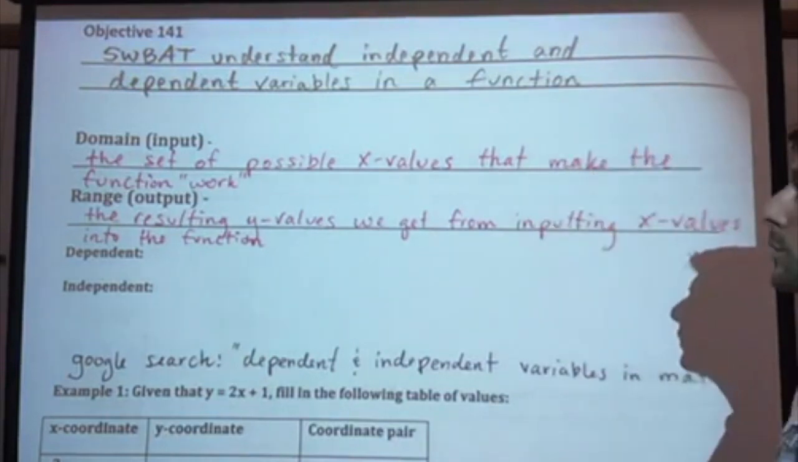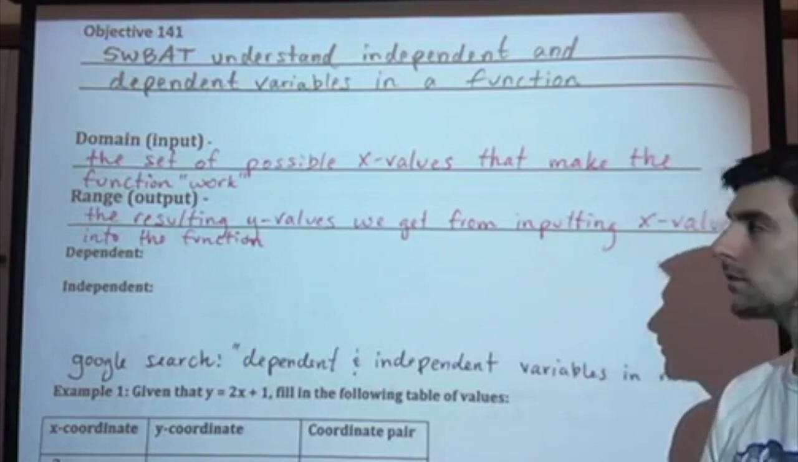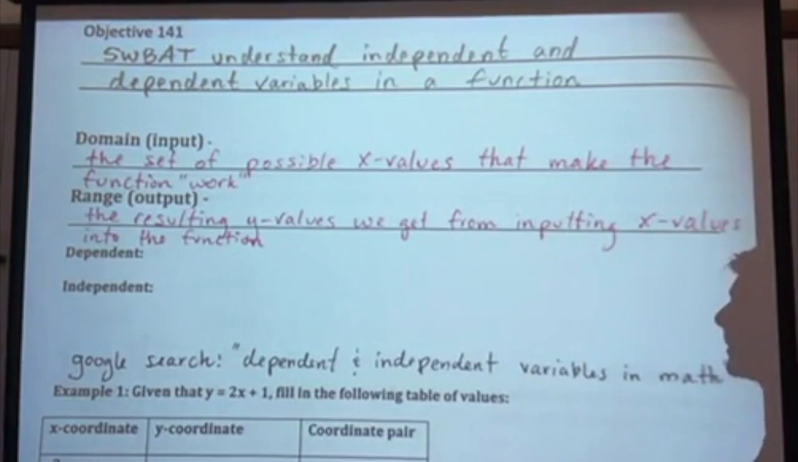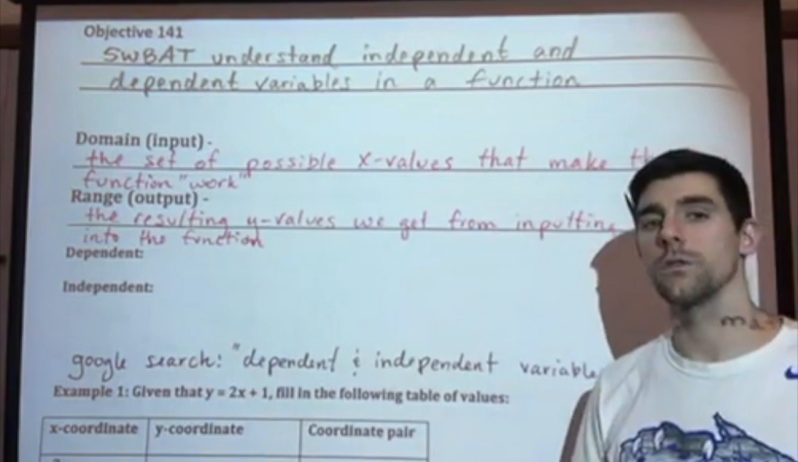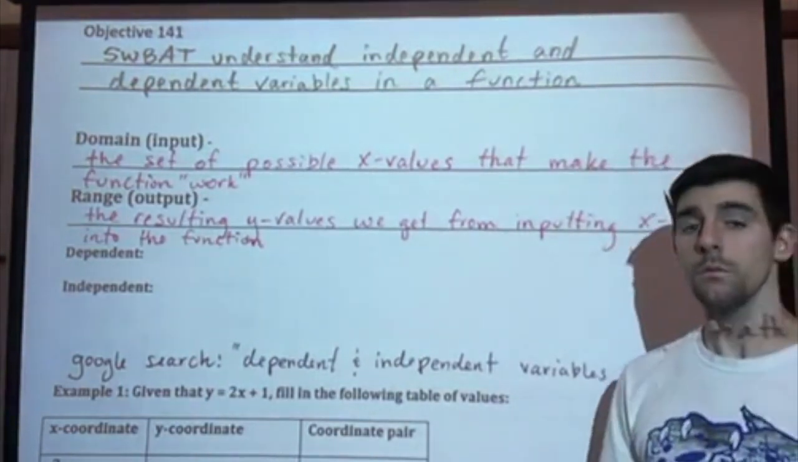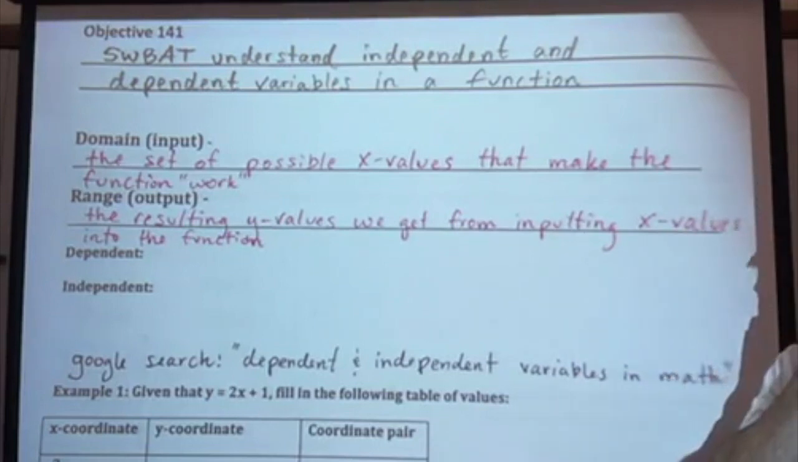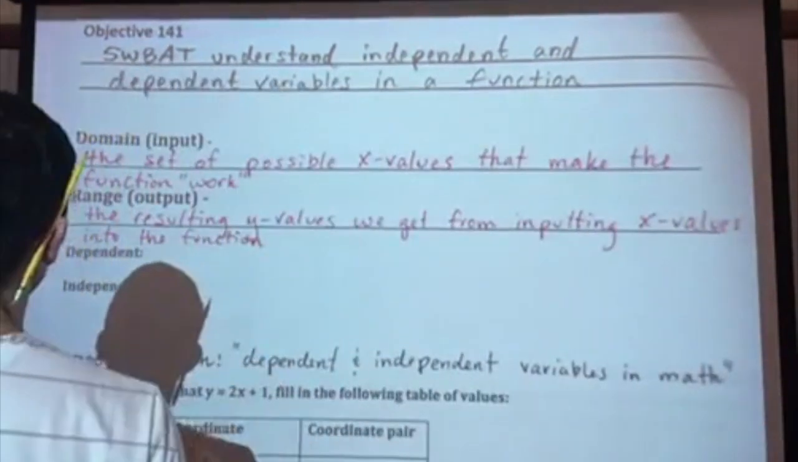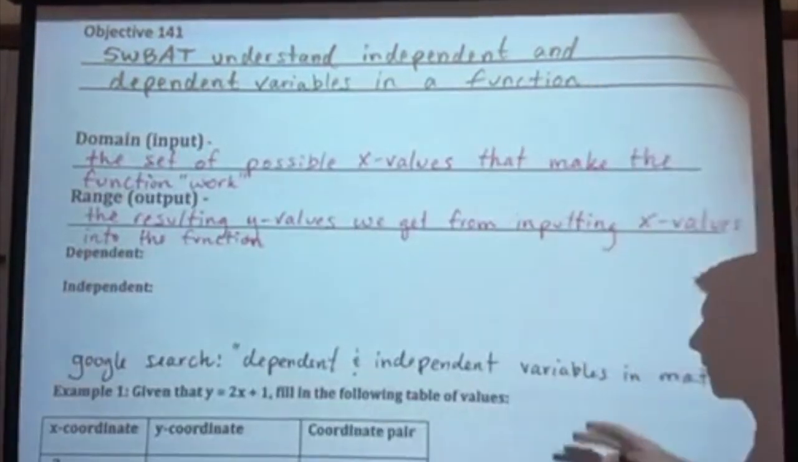Objective 141, students will be able to understand independent and dependent variables in a function. And if you look through all these pages real quick that you were assigned, you're reading this word function, but you're just kind of seeing a bunch of equations. It might be a hint, functions and equations are very similar, if not the same thing. Domain, you see in parentheses, we have the word input. Domain, we can say it's the set of possible x values that make the function work.